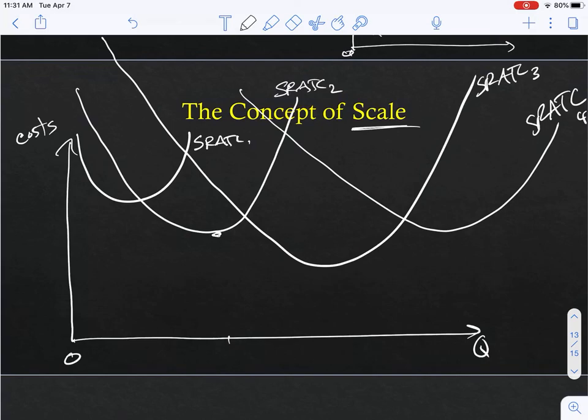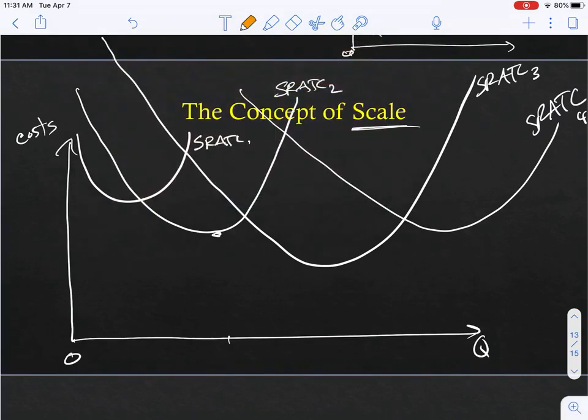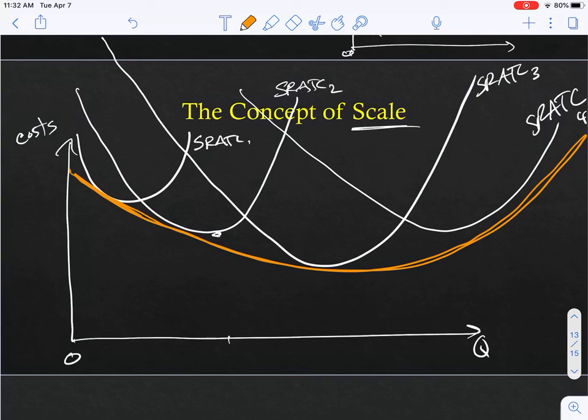But each one of those is a short run average total cost curve because it's for a particular plant size. And so when we talk about scale, we talk about the ability for a business to choose the optimal size of its operation. In the long run, it can choose whatever size operation it wants. And it's going to choose something along the bottom of all these curves.